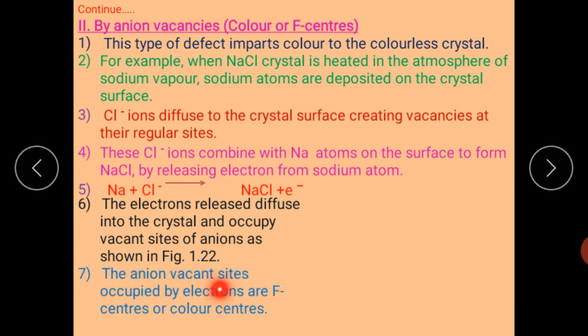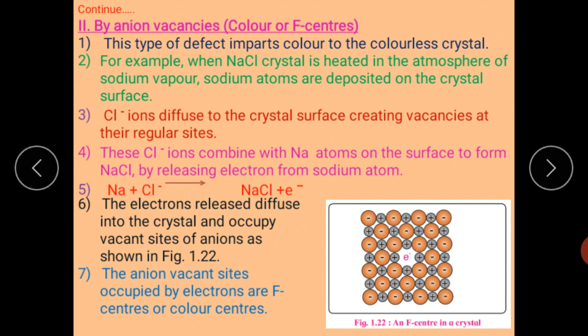The anion vacant sites occupied by electrons are F centers or color centers, as shown in the figure. When the sodium atom is deposited on the surface of the crystal, Cl- ions diffuse to the crystal surface, creating vacancies. When these Cl- ions combine with sodium atoms, they form sodium chloride, and the released electron is present in the crystal structure. This is the defect by anion vacancies, also called color or F centers.